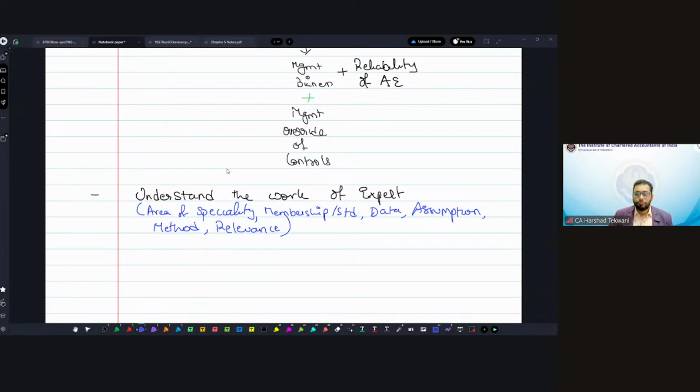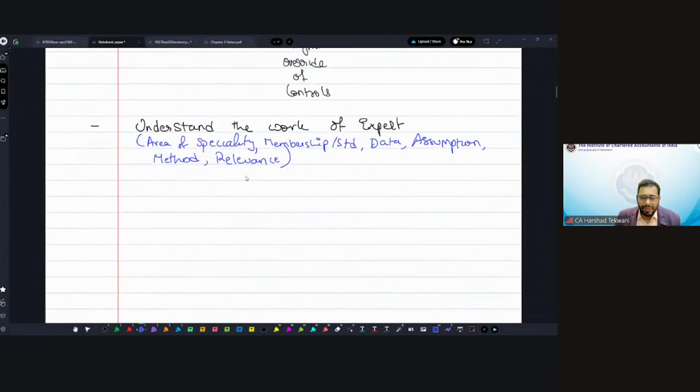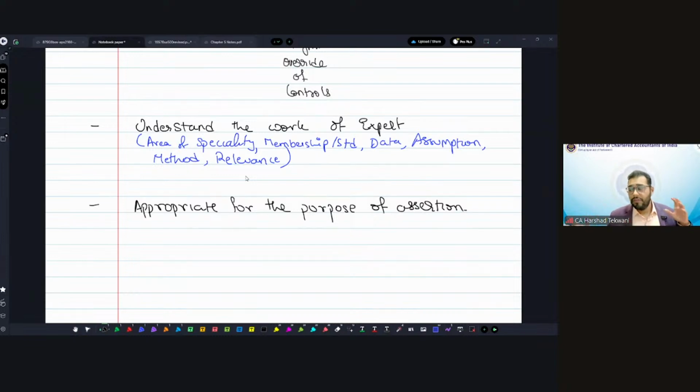See, actually, the aging to be calculated from the payment when it is due. Yes, absolutely. Then the work at all is not appropriate. So at that point in time, the appropriateness of the work goes on a toss. So you need to understand whether the work is appropriate for the purpose of assertion or not. Whether the work is appropriate for the purpose of assertion or not, that is the third and very important criteria that you need to understand.